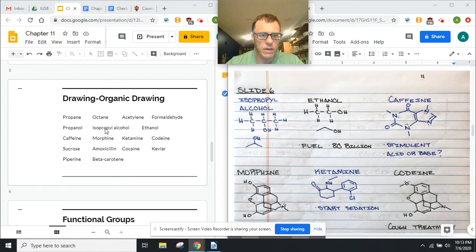Okay, so we're continuing down our little organic chemistry drawing. Isopropyl alcohol. This is rubbing alcohol. So nothing too wild about that. This is the structure of isopropyl alcohol.